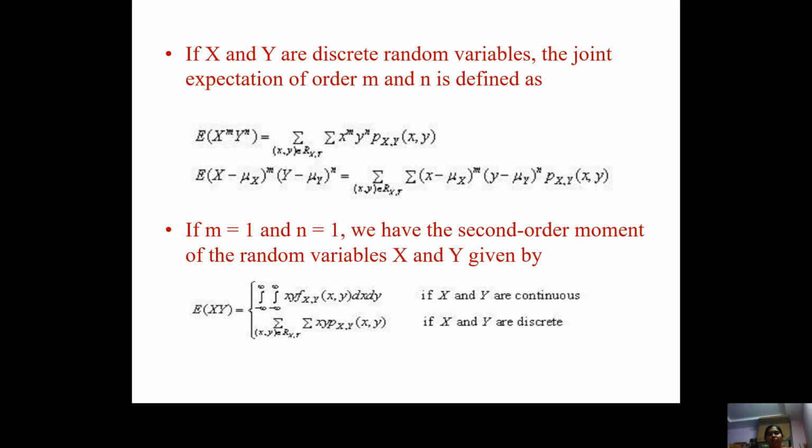So based on the values, the power of the random variables, we will be getting second order moment, third order moment, and so on. If we are taking x power m, that is nothing but the mth order moment. If we are taking y power n, it is nothing but the nth order moment. Since these are jointly connected, we have to take the joint moment of the order m plus n.